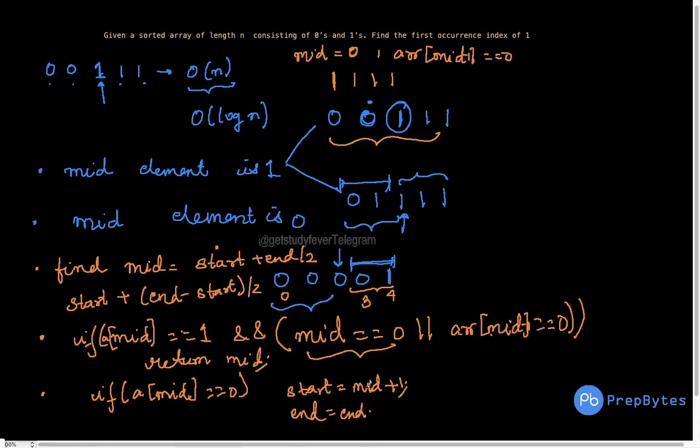This is one situation. Another situation is that if this situation is not true, the only situation remaining is this, which means that we are somewhere in this kind of array. In that case, we have to search in the first half. So we update our end to mid minus 1, and start remains as it is.